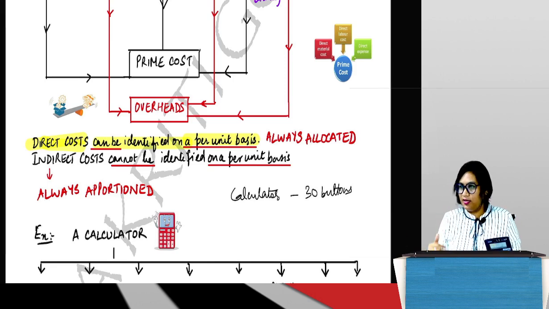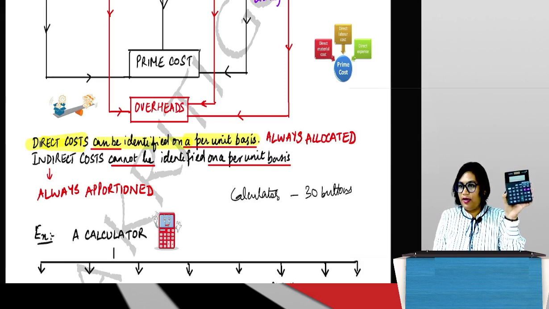Now I'll give you another example, okay? This calculator was manufactured in a factory. The factory's rent was 10,000 rupees. How much can I put here for this calculator? Can you tell me?